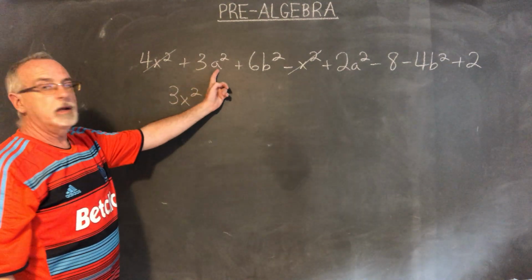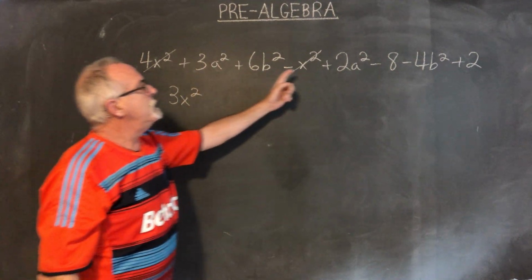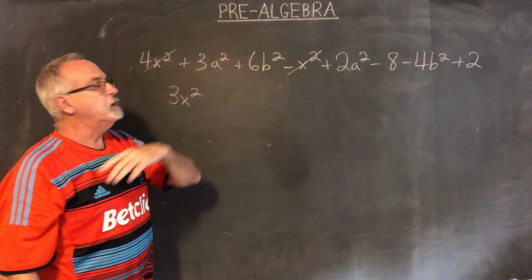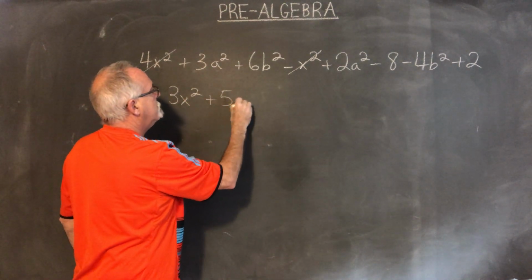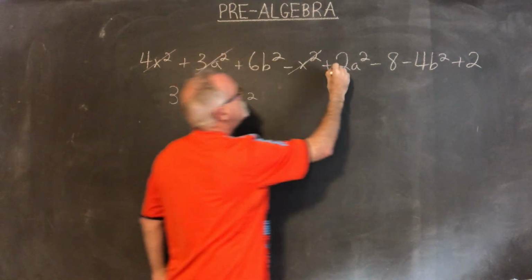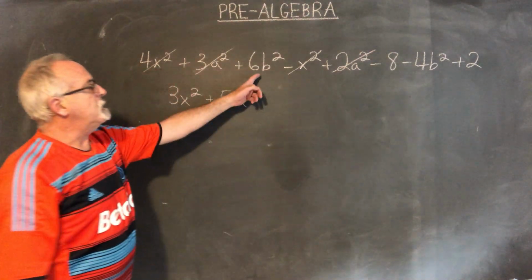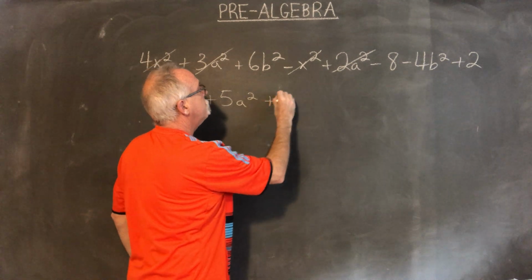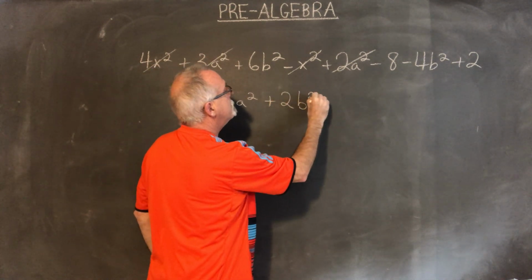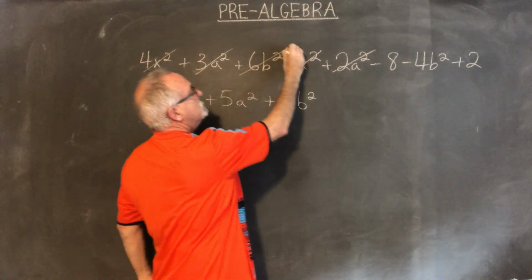And now I'm getting to my a squareds. I have plus 3a squared plus another 2a squared, and that's the only a squareds. Plus 3 plus 2, that's plus 5a squared, and I'm going to cross those out. Okay, b squareds, I have plus 6b squared minus 4b squared. Those combine to give me plus 2b squared. It's the only b squareds, so crossing them out.